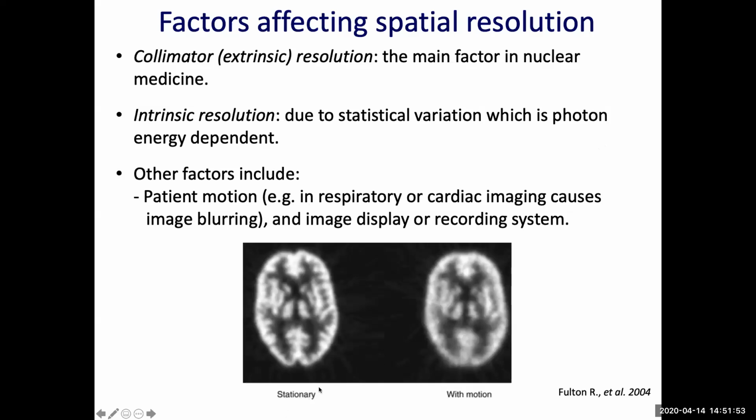Anyway, here we have images of a brain phantom obtained with the phantom stationary on the left side, and with random translation and rotation on the right side during the imaging procedure. And we can see the difference in the resolution between the two images. This is with motion, this is without motion.